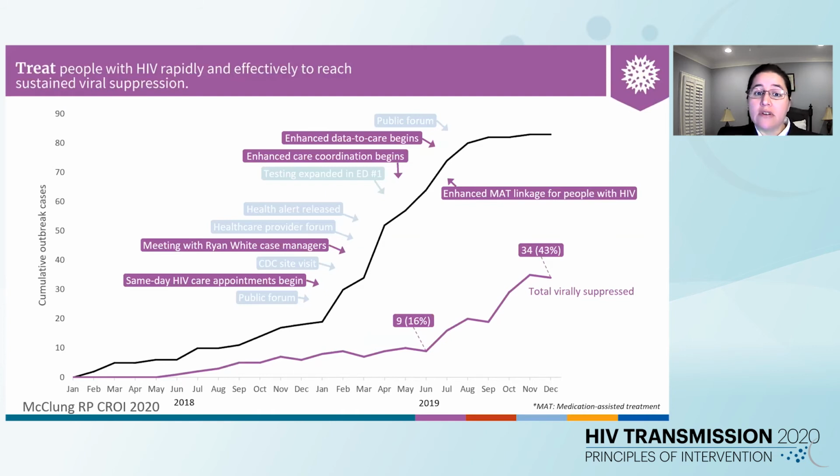Treat pillar activities focused on improving linkage to care, retention in care, and viral suppression. We started with access to care, making sure that case managers were fully engaged and equipped to work with PWID. Then progressed to enhance care coordination within a clinic and expanded that to involve health department staff. And we also improved linkage to medication-assisted treatment, or MAT, for people with HIV. By December 2019, viral suppression among outbreak cases had increased from 16% to 43%.